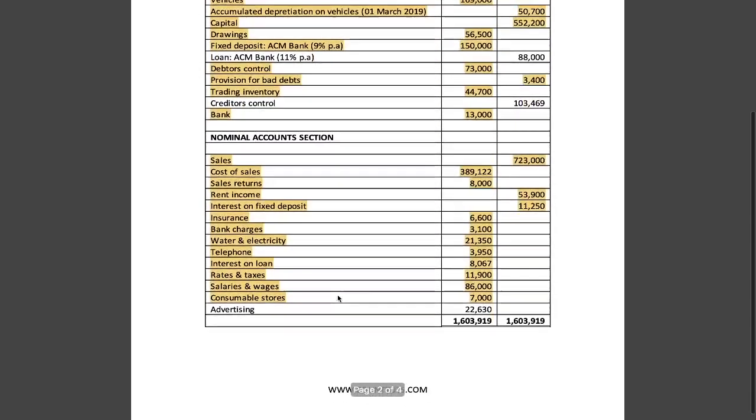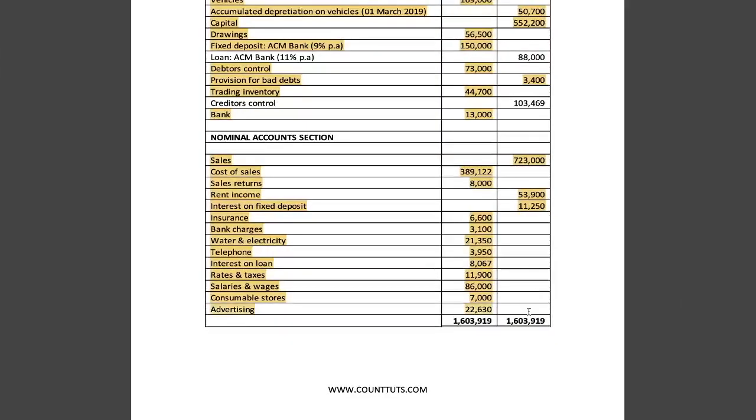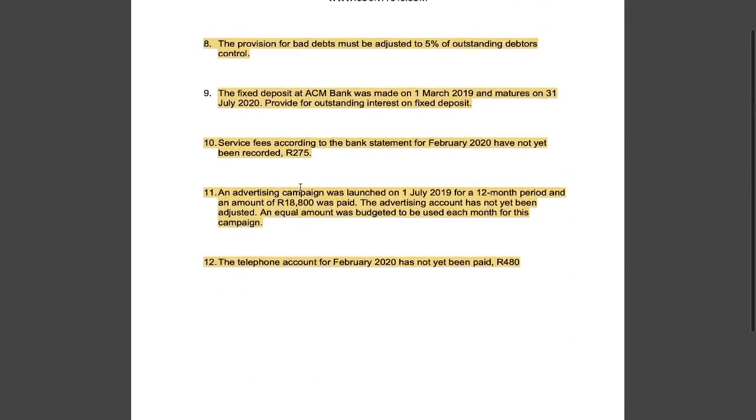So we need to remove that from the amount we are given in our pre-adjustment trial balance. The advertising amount there is 22,630. So we're going to take 22,630 and deduct the 6,267 that we had just calculated that does not belong to this period. And what answer does it give us? 16,363 rand. Okay, now that we have done that one, we can highlight it, and then we go down to additional information and highlight that one, and you can see we have just done everything in our additional information. You can see we have highlighted all of them.